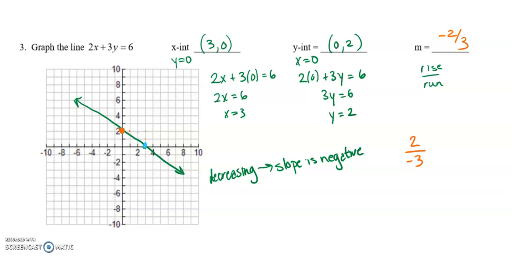negative 2/3. Remember, we always write negatives in the numerator. That doesn't mean necessarily that that's the way it has to be, but that's the easiest way.